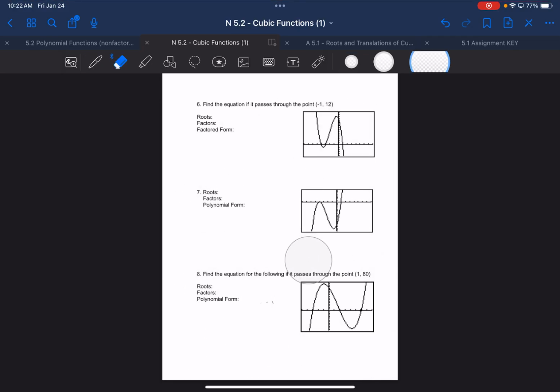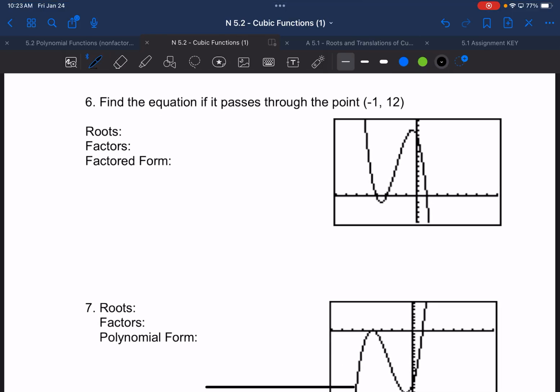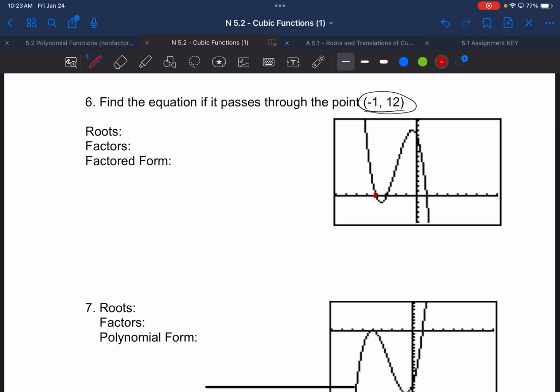All right, so for number 6, it says we're going to find the equation if it passes through this coordinate point. Okay, so we're going to start out the same way as last time. We need to figure out where exactly we have roots. Looks like we got 3 of them, right? So where do we have roots this time?